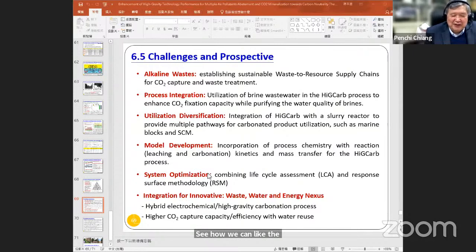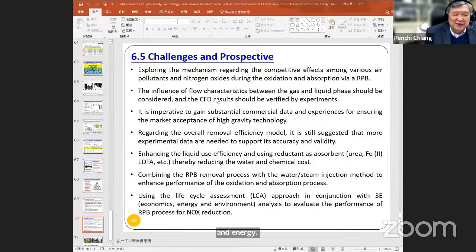So for the optimization study, once again, we have to base it on response surface methodology, which is a statistical approach, and also some reaction kinetic study. That is a theoretical approach. Finally, it has to be combined with the life cycle assessment. So finally, I try to do more integration for innovation, to see how we can have a waste, wastewater, and energy nexus. Okay, that's one. So the challenge and the perspective, I just show here.